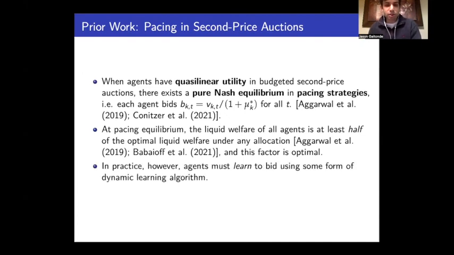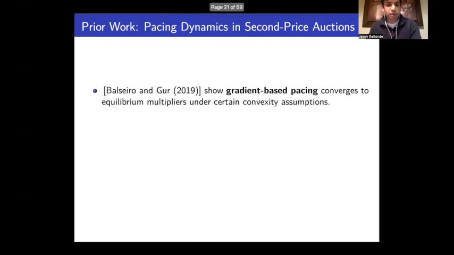However, these results are all about equilibrium and equilibrium strategies. And even though there's this nice compact form for equilibrium strategies in second price auctions with this kind of utility function, in practice, however, agents are actually going to have to learn how to bid because they're going to receive their values online and they can't just look at them in hindsight and compute something. So agents are going to have to learn to bid using some sort of dynamic learning algorithm, and this is going to be the subject of our work. And this has actually also been studied before.